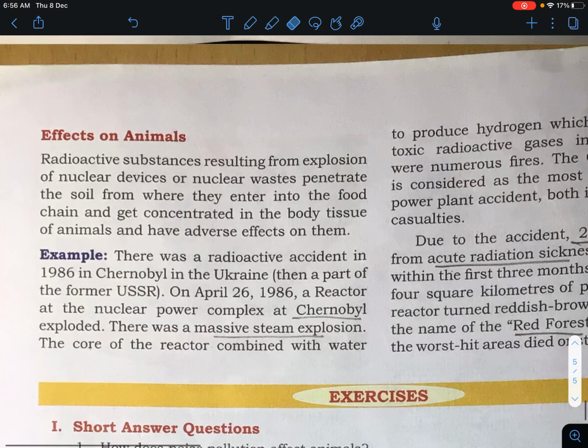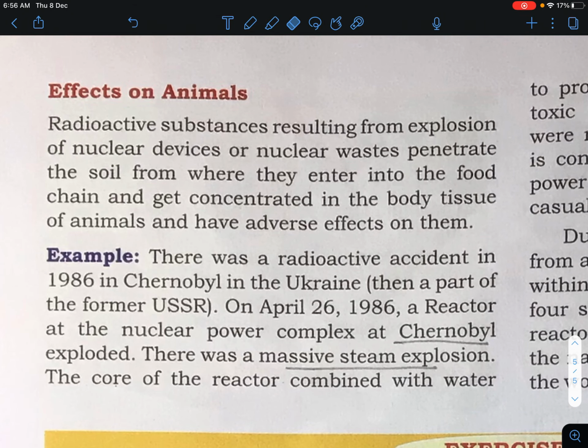Now what are the effects on animals? Radioactive substances resulting from the explosion of a nuclear device or from nuclear waste penetrate the soil, thereby entering the food chain and getting concentrated in the body tissues, with an adverse effect on them. So first, it is going to penetrate into the soil, enter the food chain, and get concentrated in the body tissues of the animal, and it is going to affect them.